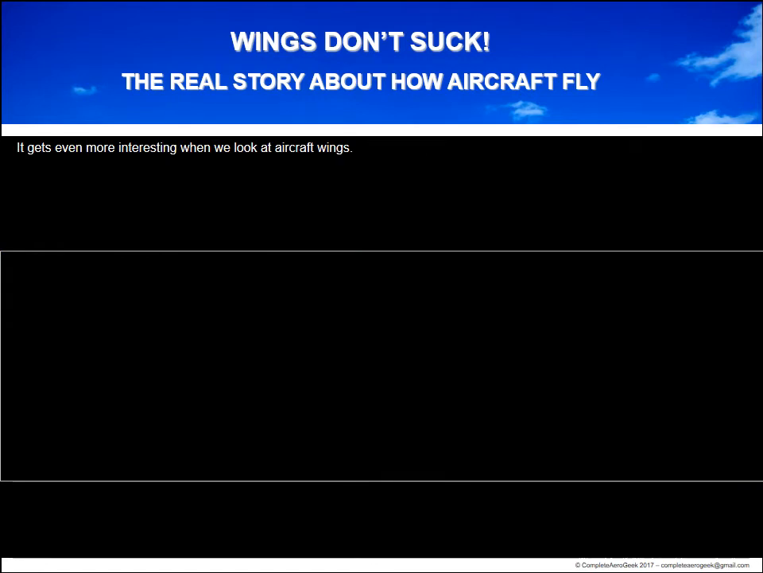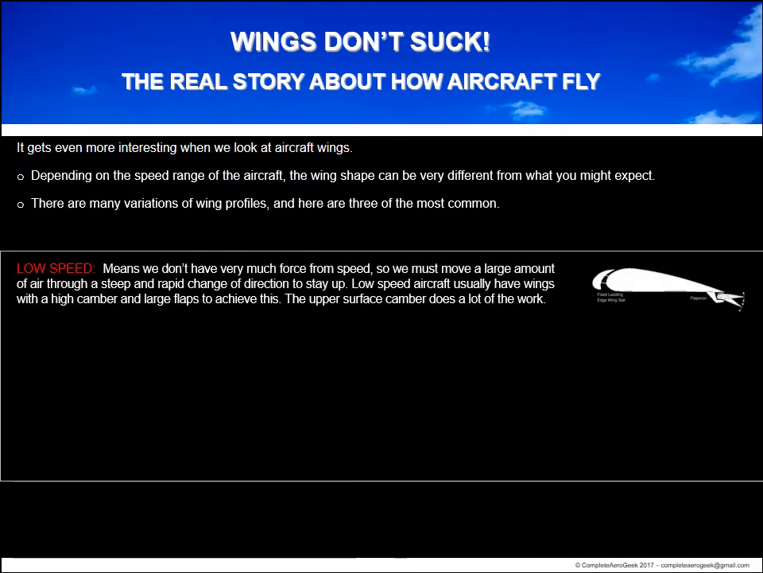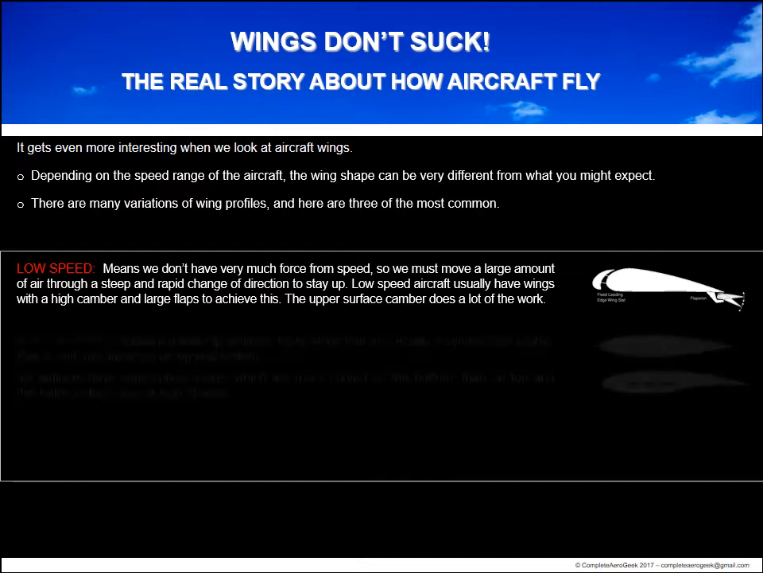It gets even more interesting when we look at aircraft wings. Depending on the speed range of the aircraft, the wing shape can be very different from what you might expect. There are many variations of wing profiles, and here are three of the most common. Low speed means we don't have very much force from speed, so we must move a large amount of air through a steep and rapid change of direction to stay up. Low-speed aircraft usually have wings with a high camber and large flaps to achieve this. The upper surface camber does a lot of the work.